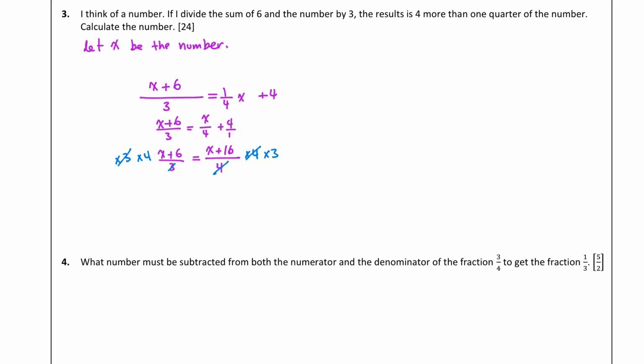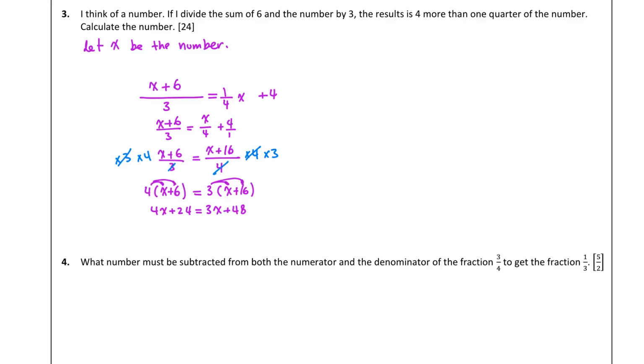And once I do that, on the left hand side I'm just left with 4 multiplied by x plus 6 is equal to, and on the right hand side the 4's have cancelled out, and I'm left with 3 times x plus 16. Once I have this, I can distribute my constants. So 4 times x is 4x. 4 times 6 is 24. 3 times x is 3x. 3 times 16 is positive 48.